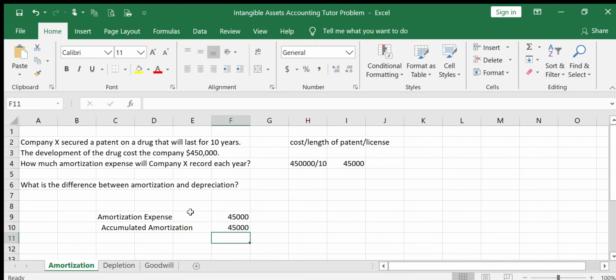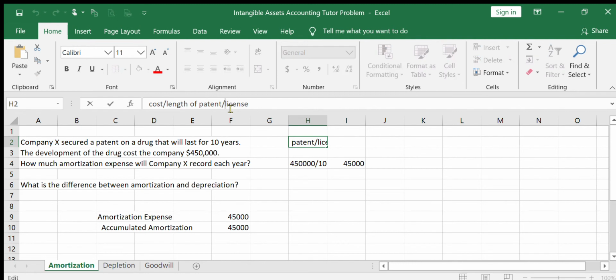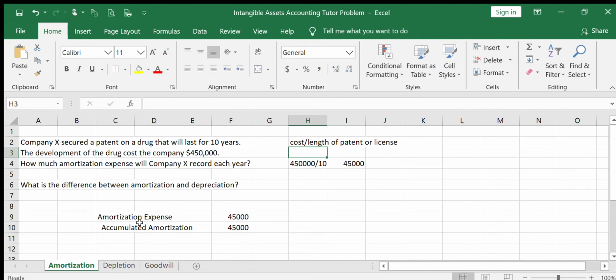But there's really no piece of equipment or whatever to depreciate. So instead, we call that amortization. Depreciation is talking about a tangible asset, a piece of equipment or something that will break down as we use it. Very similar concept. Like we said, cost divided by length of patent or license. And that is what differentiates amortization from depreciation.